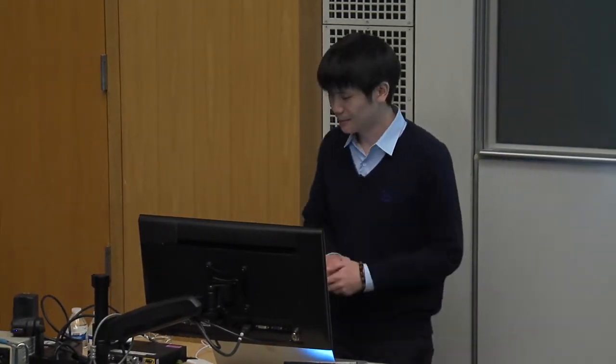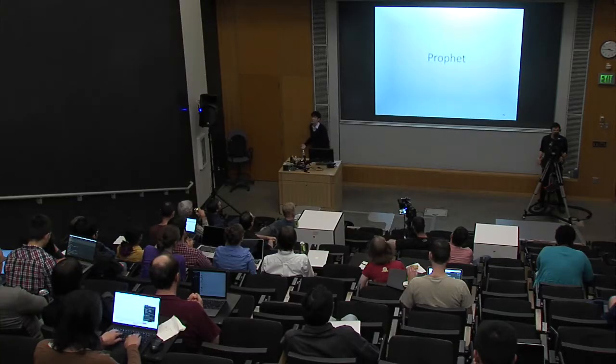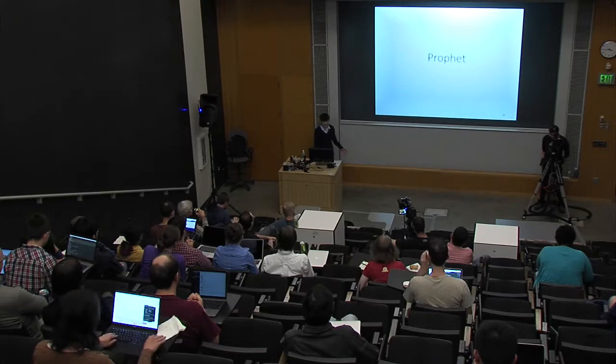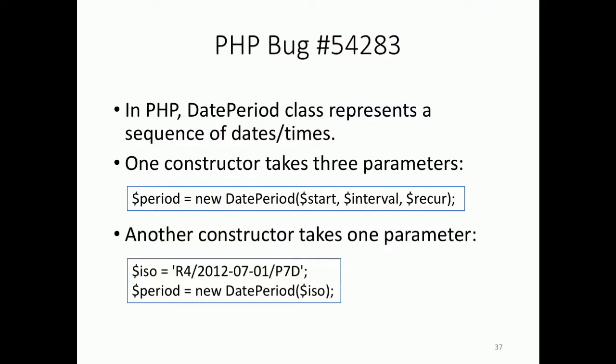So let's go into the first part, the Prophet system. I want to use a concrete example to illustrate the Prophet system and its idea. Here is a real-world bug in the PHP interpreter. Before 5.3.7, there's a bug in the DatePeriod class. This PHP class has two constructors. One constructor takes 3 parameters, and another constructor takes one single string parameter.